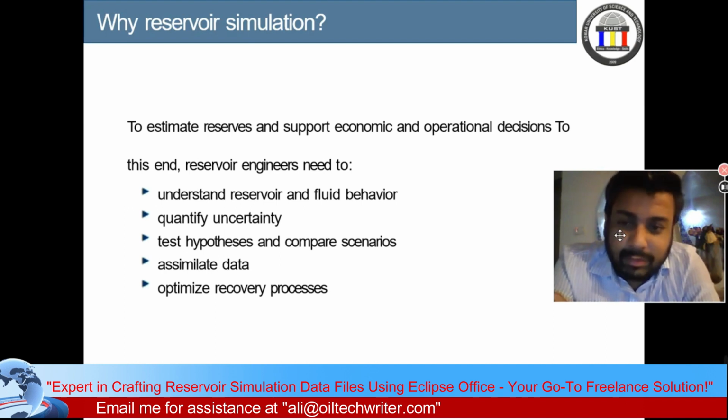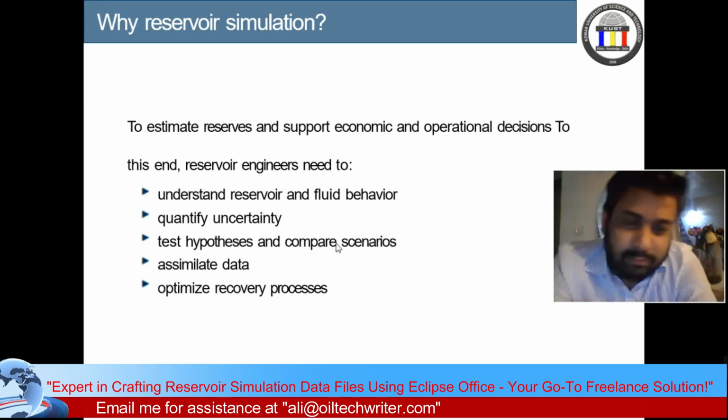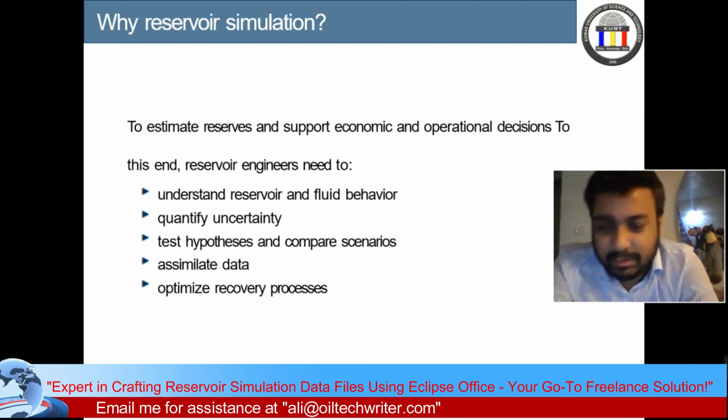We have to quantify the uncertainty, what's going on, and so on. And later on, when we have to look at the compare scenario, we have to look at the hypothesis. For example, we have our reservoir model, and we want to know how many wells we need to put to produce the maximum. For example, we have a field in Kurdistan, let's say in Circula.